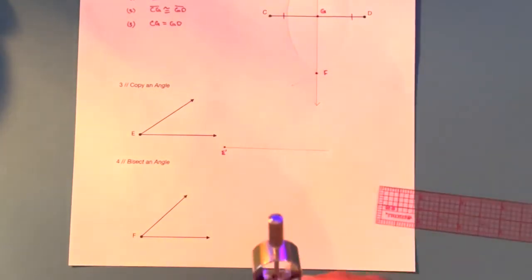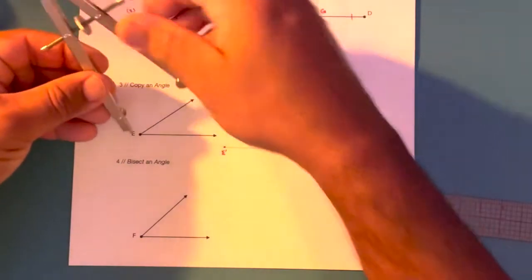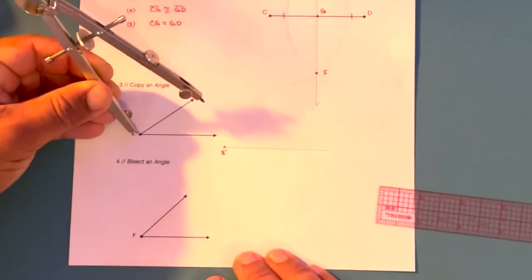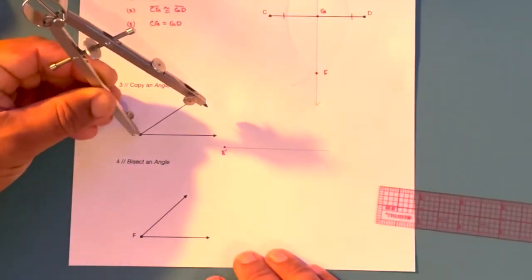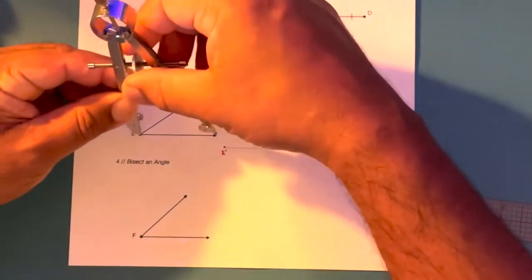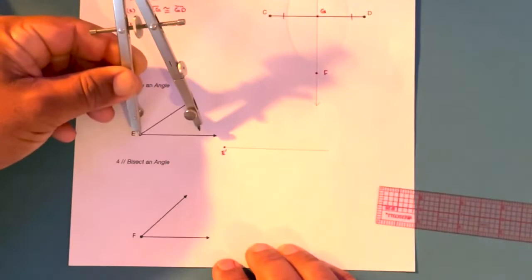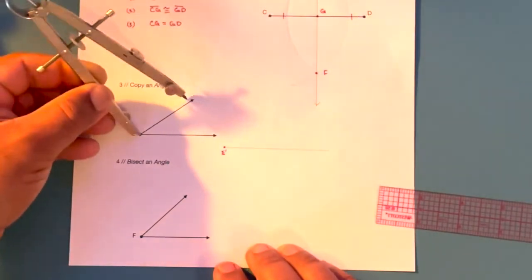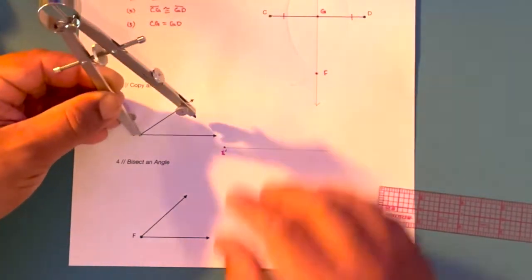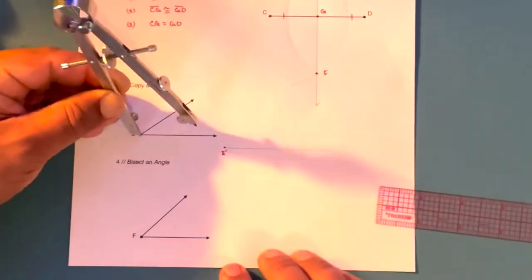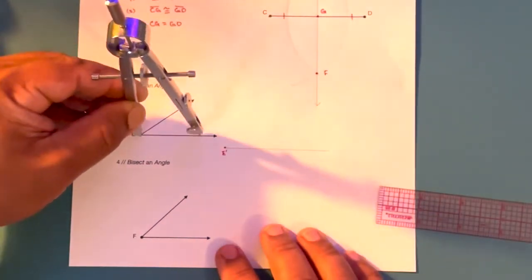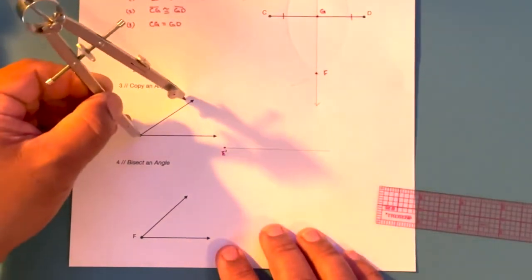All right, so if I was copying a segment, I'd come over and put my pointy part on E and then find some distance. But here, I just need to make sure that my compass can cross over both lines. All right, so that one does it barely, so I'm going to change it up a little bit. And I'm going to draw an arc, and it's going to cross over both lines.